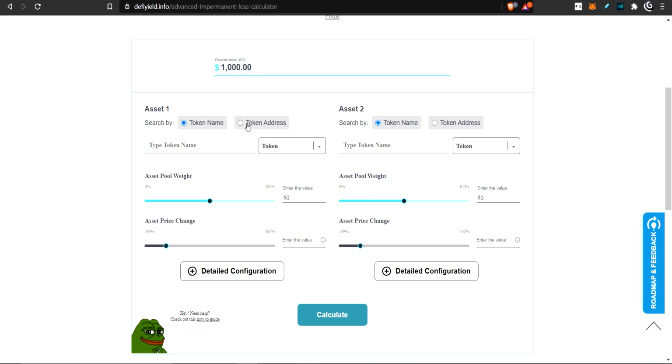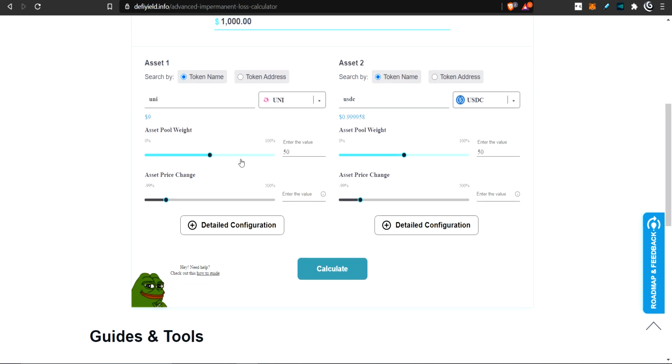Here it allows you to put either the token address, which is that hexadecimal token address, or the token name. It has a lot of the major tokens, so I'll just put UNI. And for now, let's use a stable coin so that there's no change in value on this. So we have UNI versus USDC.